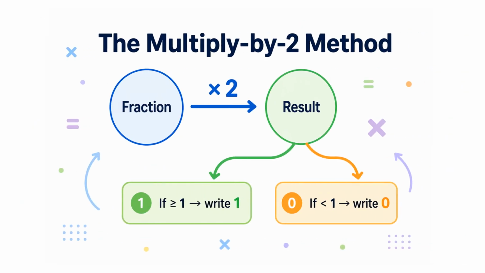All right, the method we use is called the multiply by 2 method. The idea is super simple. You take your fraction, multiply it by 2, and then check the result. Based on that result, you either write a 1 or a 0. That's it. That's the whole trick.